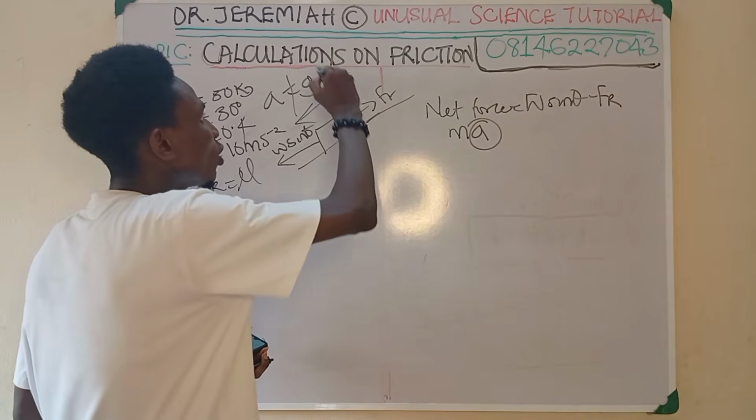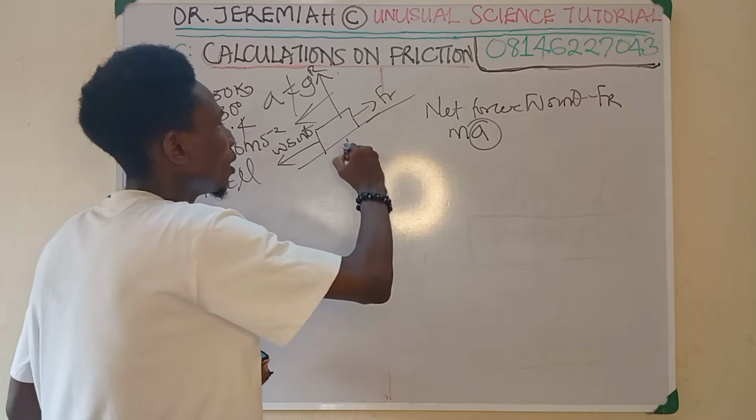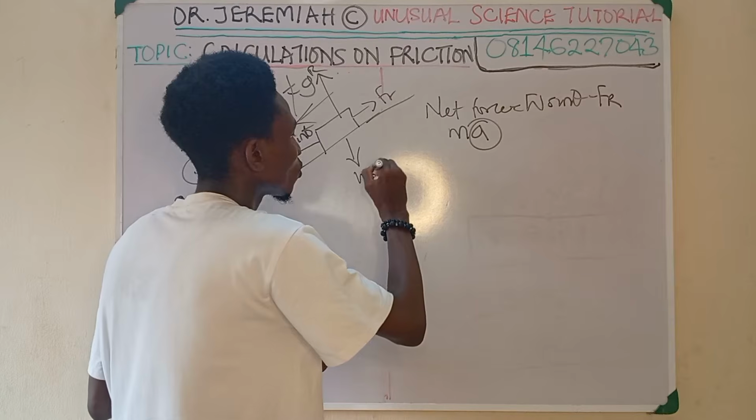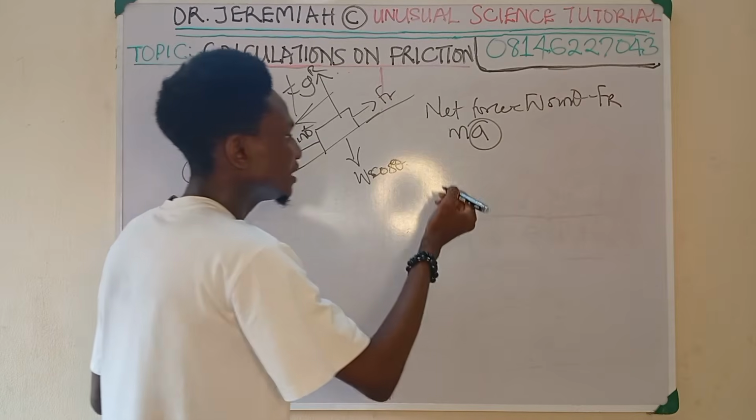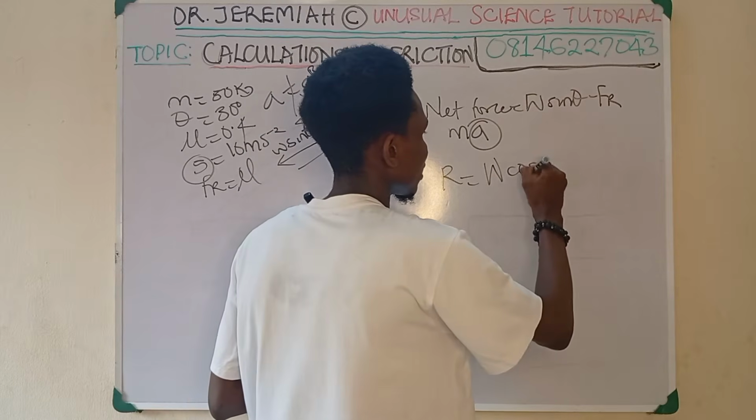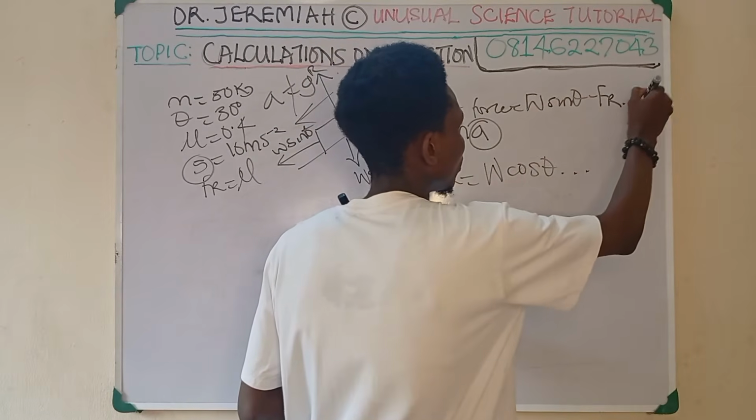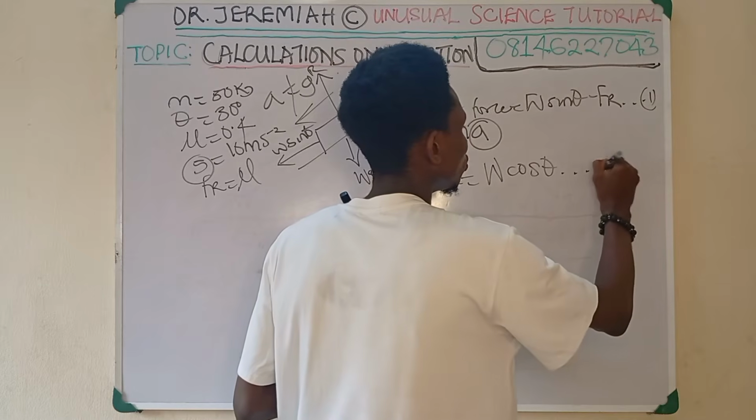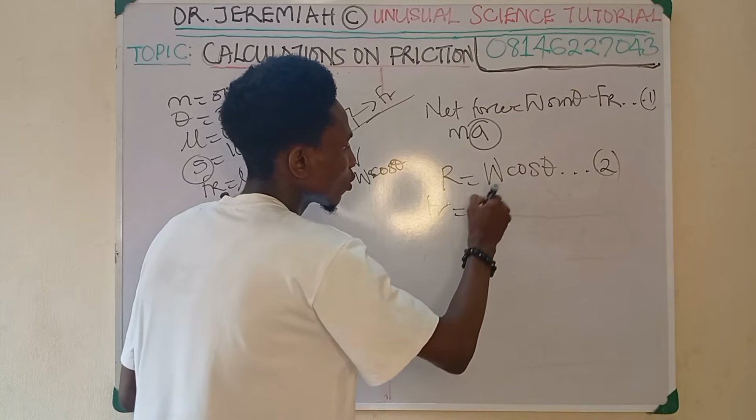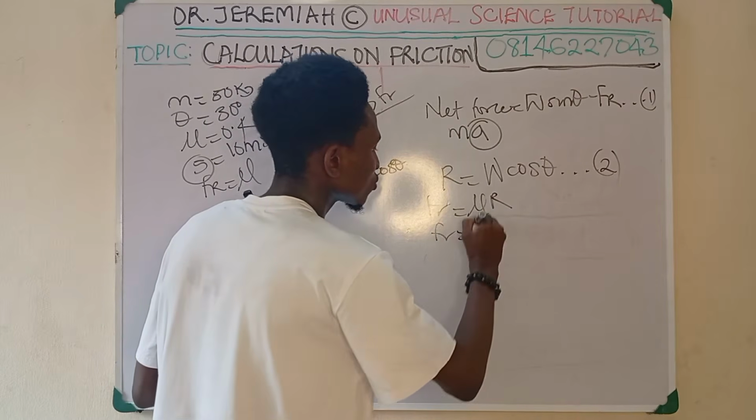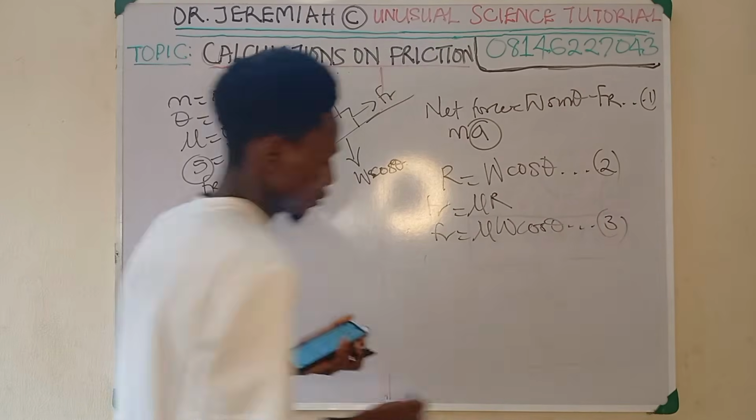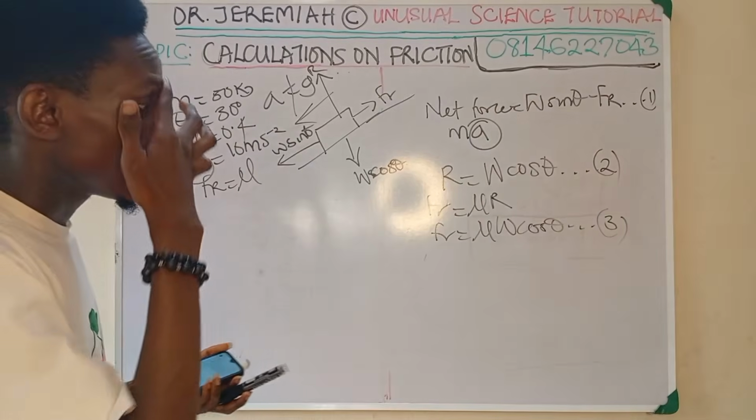Remember that we can also resolve vertically, R and W. So let's bring that formula now. We have W cos theta, not W, please. I think I made the distinction earlier. So we have R equals W cos theta. This is another of our derivations. This is 1, this is 2. Then remember that FR equals coefficient of friction times reaction. So we have FR equals mu W cos theta. Let's call this 3.